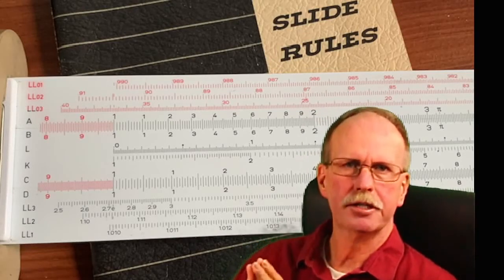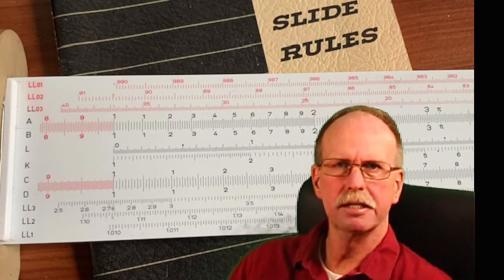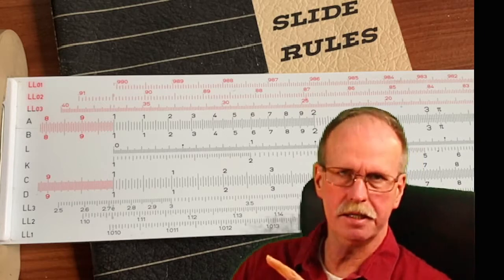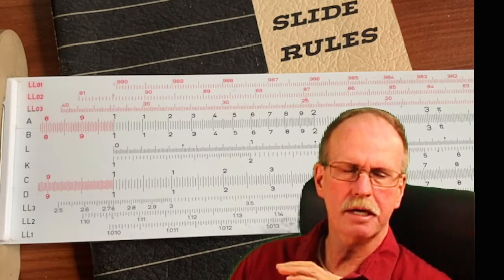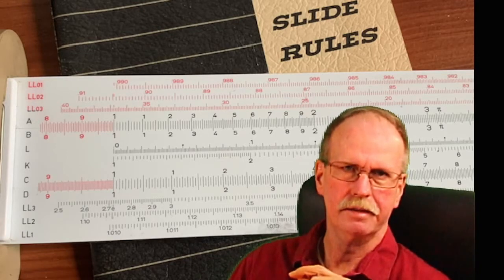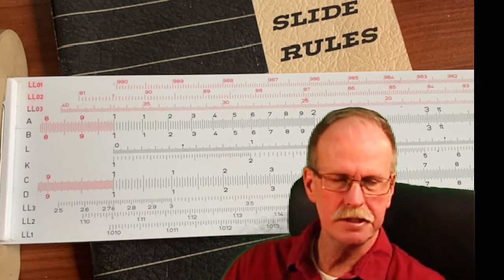Today we're going to finish up our introduction to the scales on the slide rule. Now, in our first episode, we talked about the C and the D scale. Today we're going to talk about the A and B, the K, and the L scale. These are the basic scales seen on every slide rule.